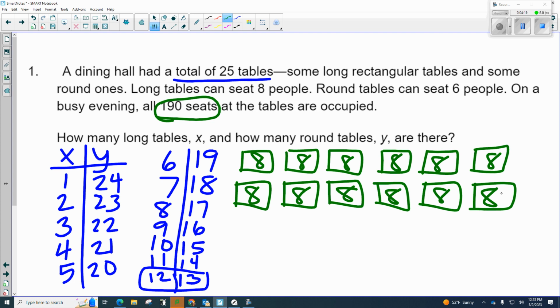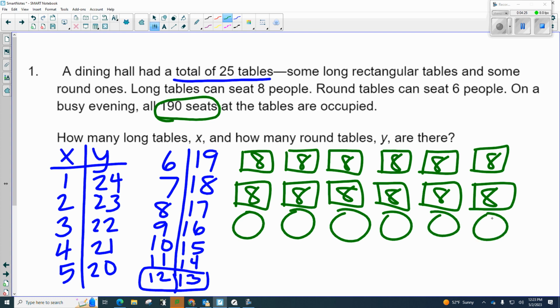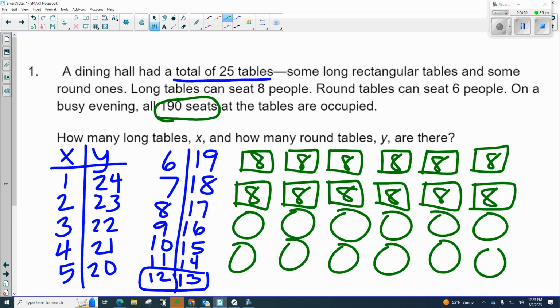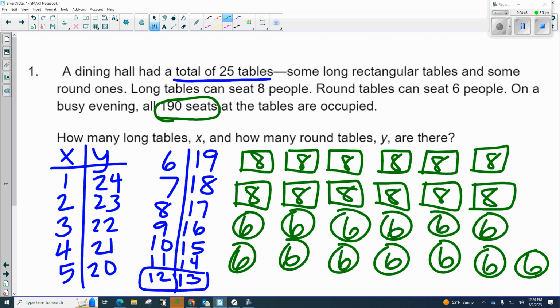Okay, and now I need 13 round tables. So 1, 2, 3, 4, 5, 6, 7, 8, 9, 10, 11, 12, and then one more makes 13. And I know that these can all sit 6 people, so I put a 6 in each of those. So those are the tables, and now I have to figure out how many people is that all together.